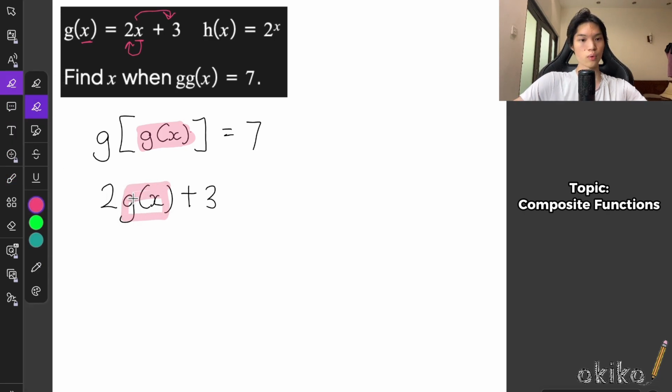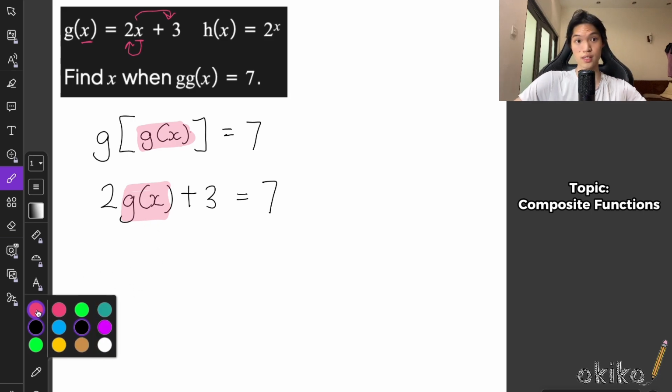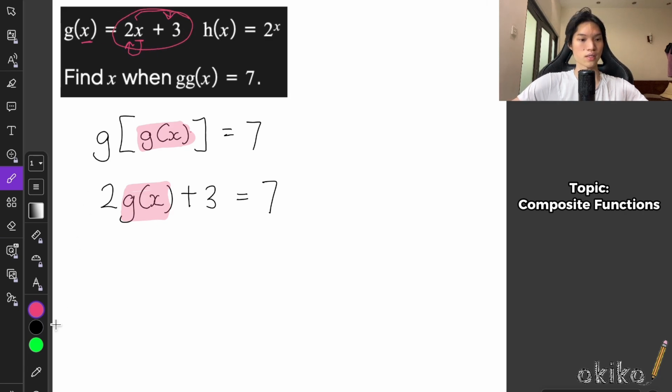Keep in mind that we are not just going to leave it like that because it is an equation, so you do have to copy down the equals 7 on the right. So keep it going, don't change anything from there. After that, we can replace this g(x) in the equation with the actual expression. Because we know g(x) is equal to 2x plus 3, go ahead and just swap that out. 2 times g(x) is 2 times (2x plus 3).